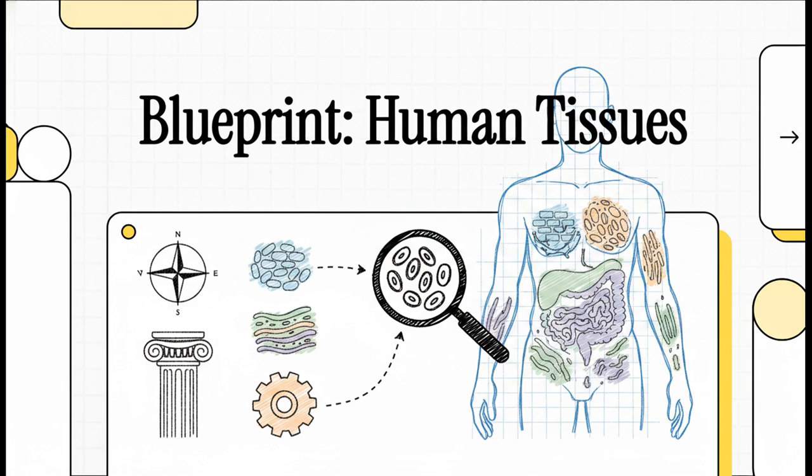Welcome to The Explainer. Today, we're going to be treating the human body's complex, microscopic anatomy just like an architect's blueprint. Because once you understand the foundational materials that build us, the massive, staggering complexity of human biology suddenly becomes this elegant, highly organized structure that actually makes perfect sense.